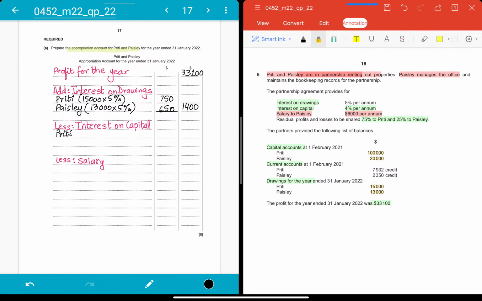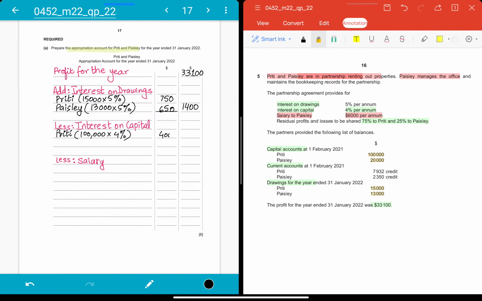So let's say that Preeti's capital account is 100,000 and she will get a 4% interest on that, so that will be 4,000 interest. And Presley is basically investing, the capital she has is 20,000, and 20,000 into 4% will be 800. Okay, so here we go. So 800 interest on capital for Presley will be there.